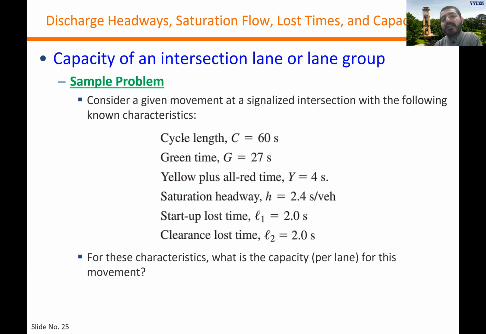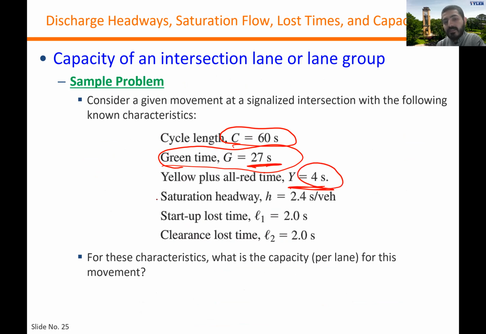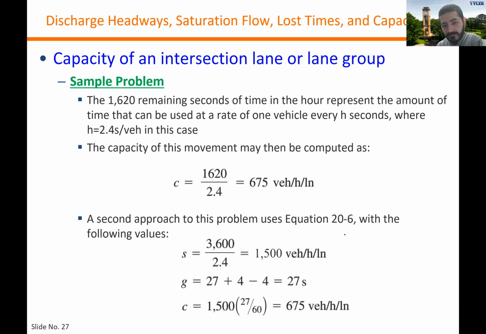And we had an example here. Let's say I have a cycle length of 60 seconds. The green time, capital G, is 27 seconds. The yellow plus all red time, capital Y, is 4 seconds. The saturation headway is 2.4 seconds per vehicle to clear the intersection. The startup loss time is 2 seconds. The clearance loss time is 2 seconds. So how did we do that? Again, there are two ways, as I showed you in this example. One of the ways is simply to use the equation.